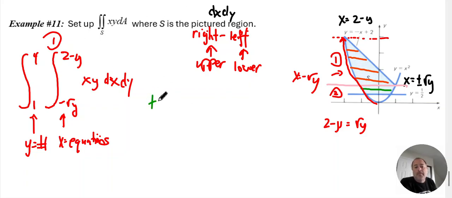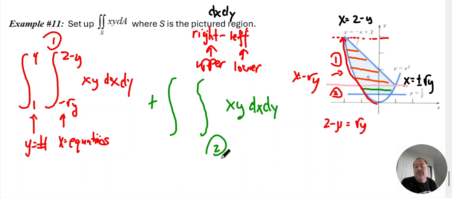And we're going to do plus, I'm going to write it down here now, our region number 2. We're going to do, again, in terms of dx and dy. Same story, and here is our region number 2.